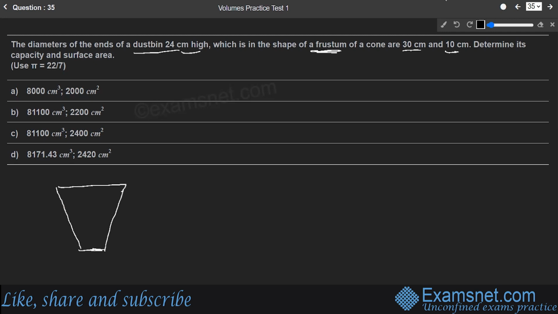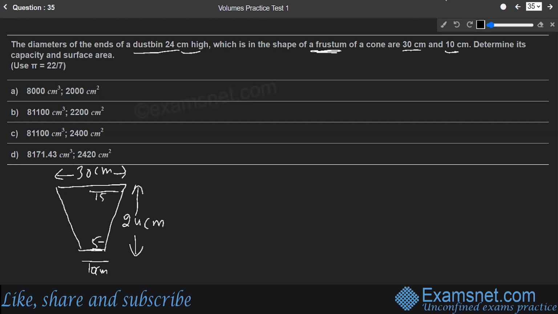Now he says the dustbin is 24 centimeter high. So that means the height value is given to us as 24 centimeter. The diameters are 30 centimeter and 10 centimeters. So clearly the bigger diameter is 30 centimeter, so the radius becomes 15, and the smaller diameter is 10 centimeters, so the radius becomes 5. Determine its capacity and surface area.